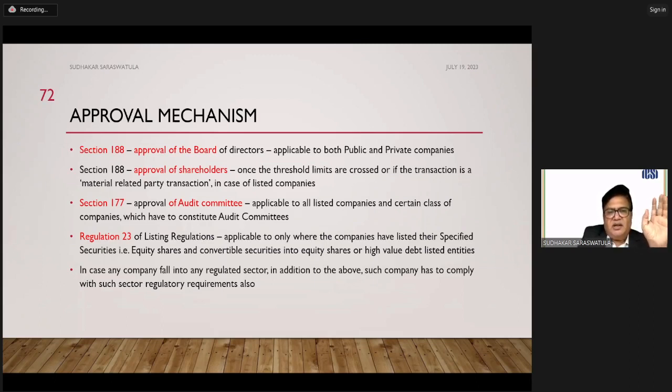That means the listing regulations are not talking about board approval at all. That doesn't mean you don't require board approval, because it is covered under 188 very amply, and listed companies have to comply with 188 as well as 23. So you have to ensure those compliances. In case any company falls into a regulated sector, in addition to the two regulations, the Companies Act and the SEBI listing regulations, if any other sectoral regulatory requirements are there, they also have to comply with those.